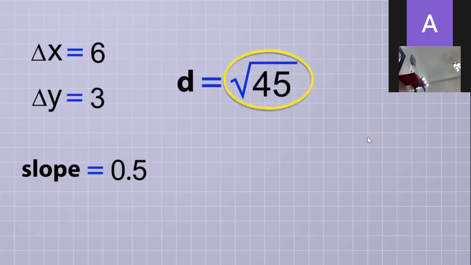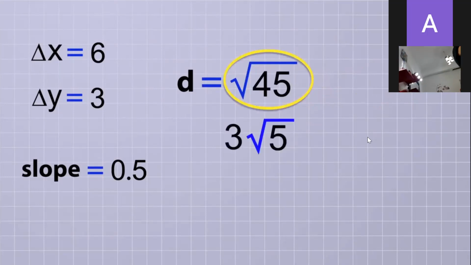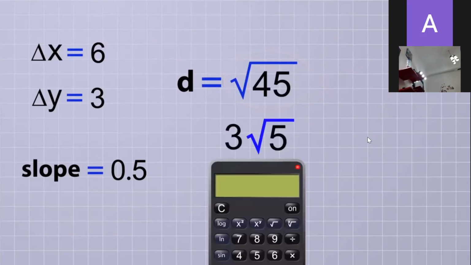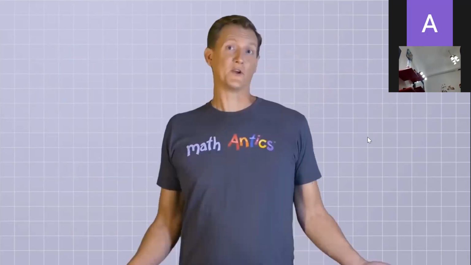You could also simplify the answer to 3 root 5 or use a calculator to convert it to a decimal, which would be 6.708 rounded to 3 places. That wasn't so bad, was it? But let's try one more example to make sure you've got it.